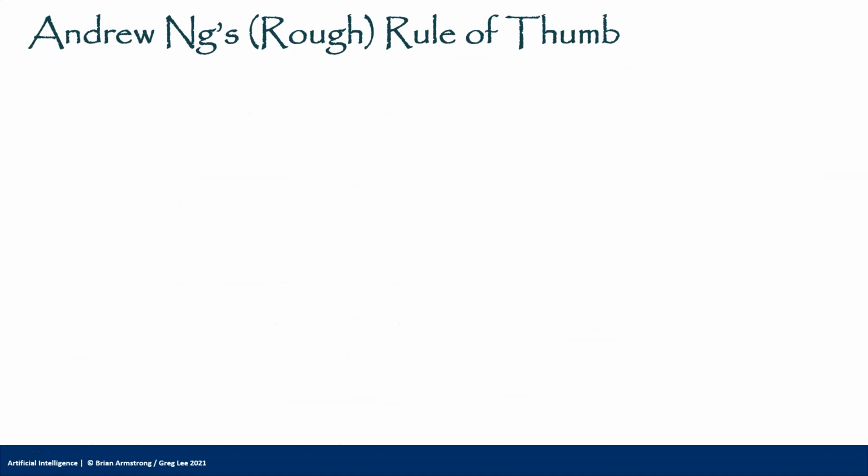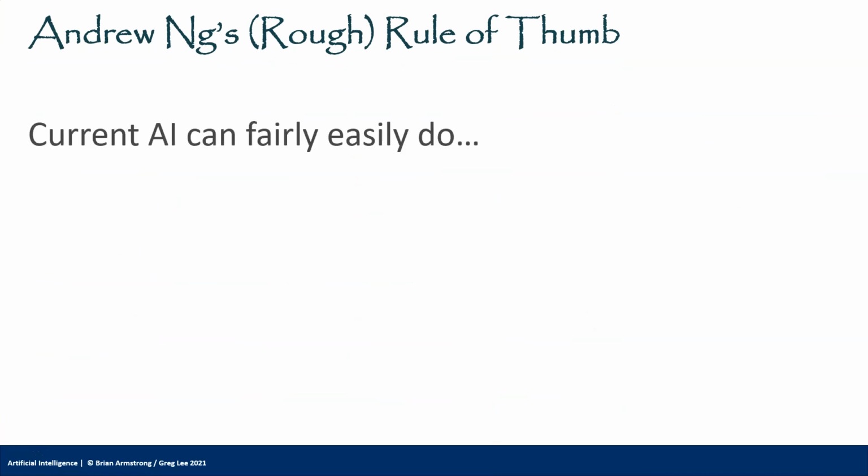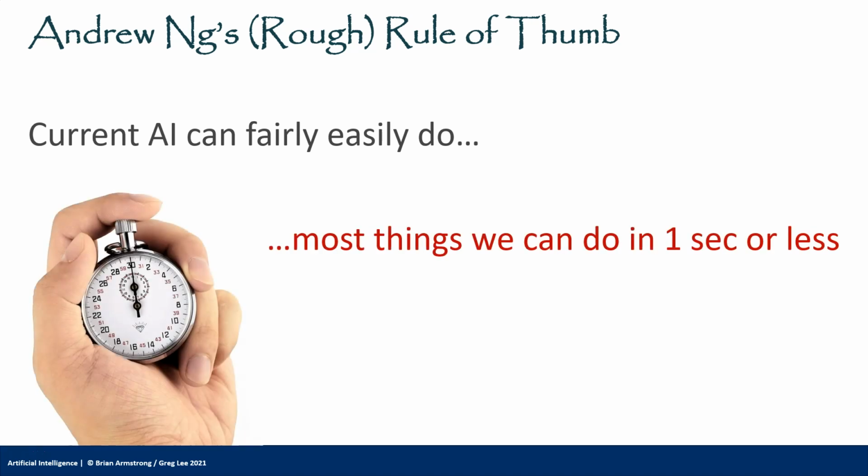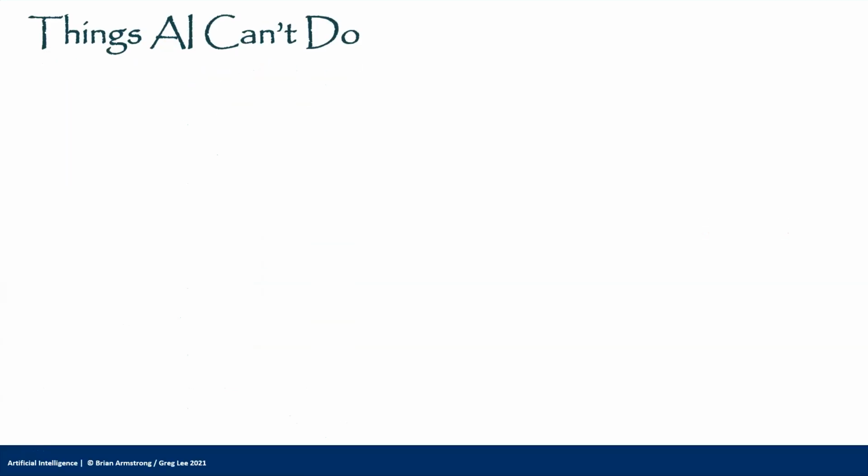A rough rule of thumb from Andrew Ng, who we saw in a previous video, is that current AI can fairly easily do anything that we can do in about a second or less. So if you think about it, you can recognize a face in a second, you can pick up a word or a phrase in a second, that sort of thing. Of course, this is now the interesting other side of the coin: there is so much AI can do, and every day there's a news story about AI that can do something that it couldn't do before. However, there's a bigger universe right now of things AI simply cannot do.